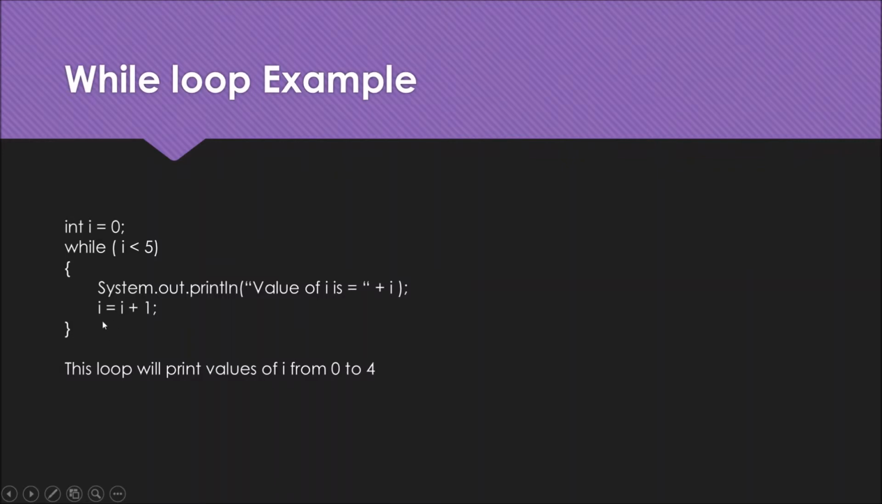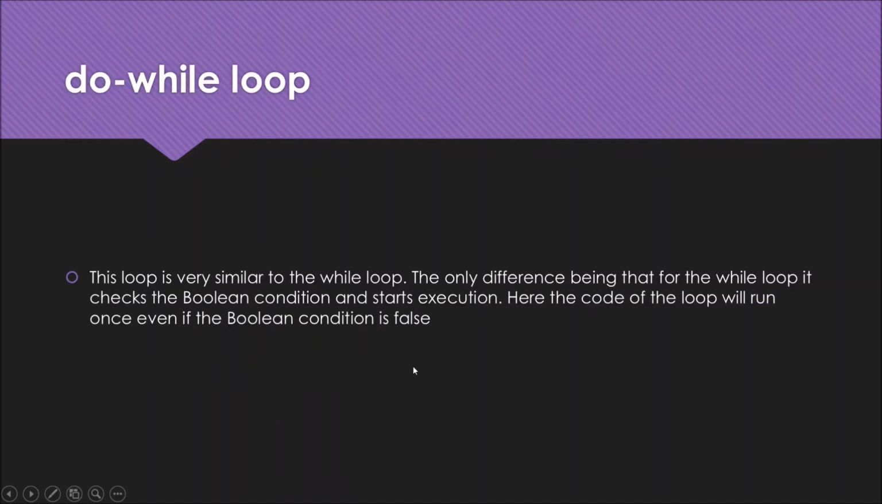As soon as the value of i becomes 5, sorry, 5 is not less than 5, it's equal to 5. So this expression becomes false, and that will terminate this while loop. And that is why the loop will print values from 1 to 4.